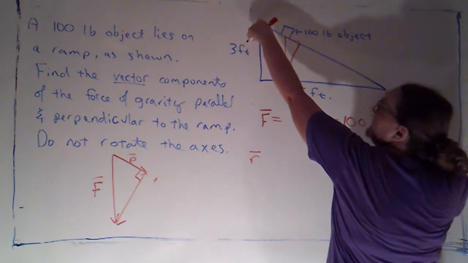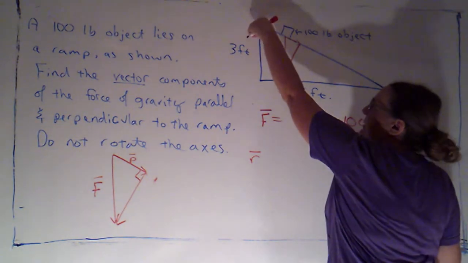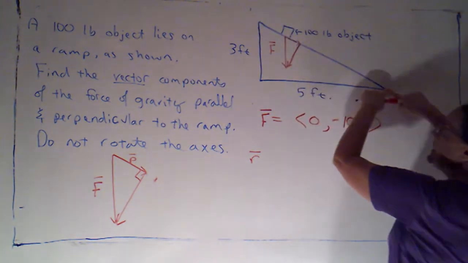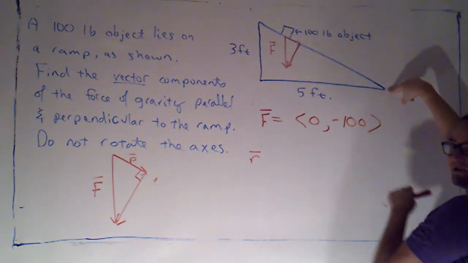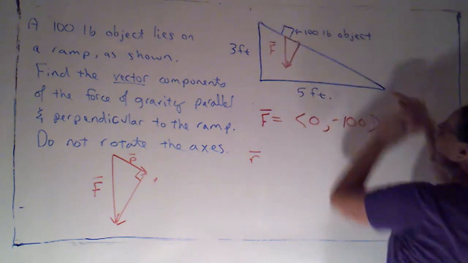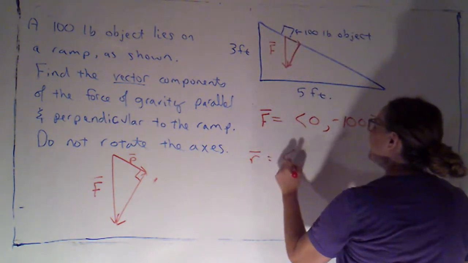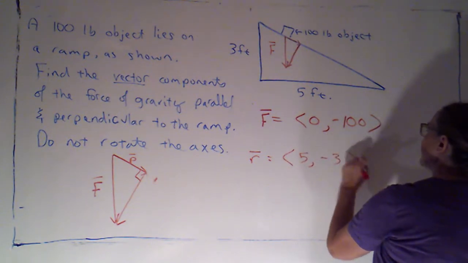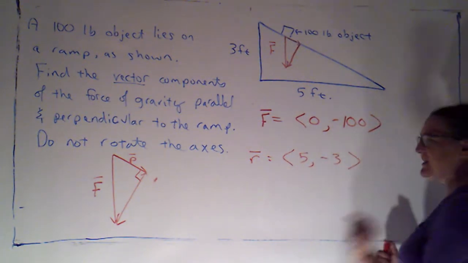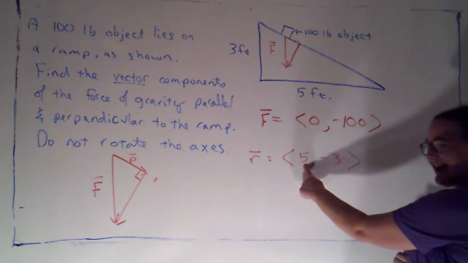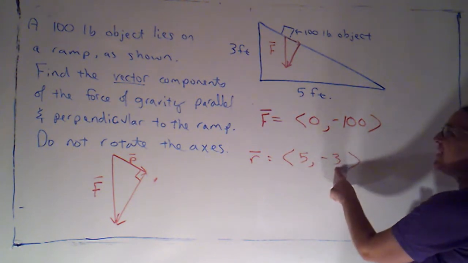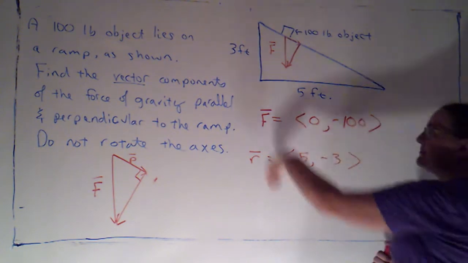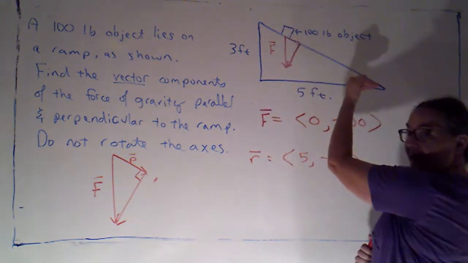If I started here at the top of the ramp and I went down 3 and over 5, that would take me to here. There I would be writing essentially the ramp as a vector pointing from the upper left-hand corner to the lower right-hand corner of the ramp. Notice that would have me going 5 over and 3 down. Do be careful that the horizontal component is in x and the vertical component is in y, and it's not 5, 3, it's 5, negative 3, because I'd be going down and to the right.